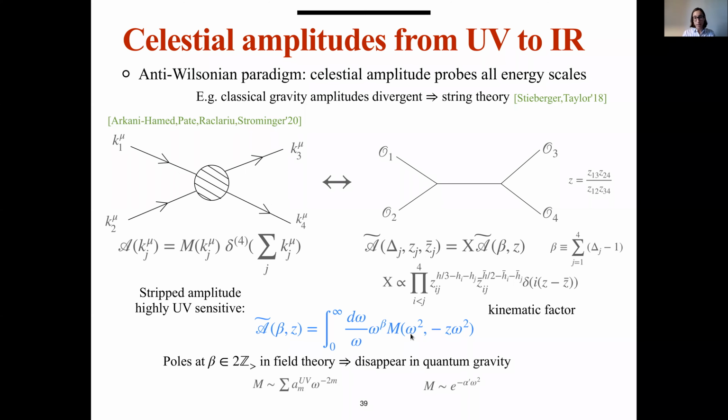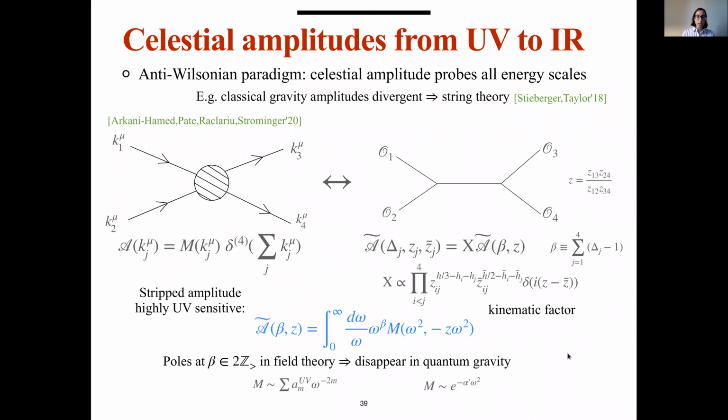And this is given by the Mellin transform of the stripped amplitude in the energy momentum basis. And it turns out that if you look at where this expression has poles in the Mellin transformed celestial amplitude, these poles arise at positive even integers in field theory, because the stripped amplitude takes this form. But then when you go to string theory, where the amplitudes are softened, these poles disappear.